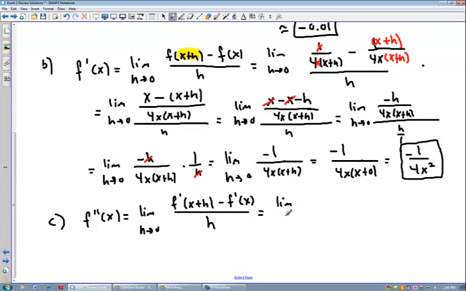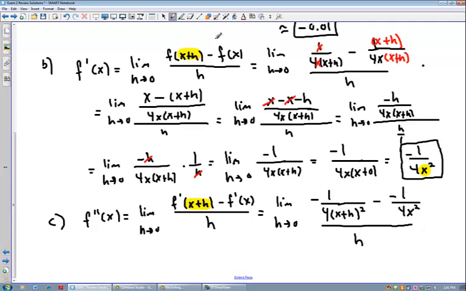And so I have the limit as h goes to 0 of negative 1 over 4. And now remember, I have f prime of x plus h, so wherever I see an x, I'm going to replace it with an x plus h. So I have x plus h quantity squared, and then minus a negative 1 over 4x squared, because I take off f prime of x, and then that's all divided by h.